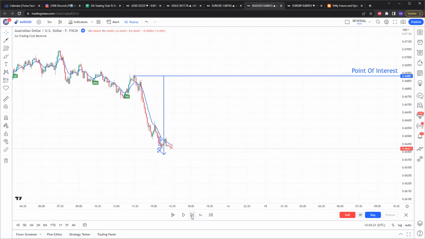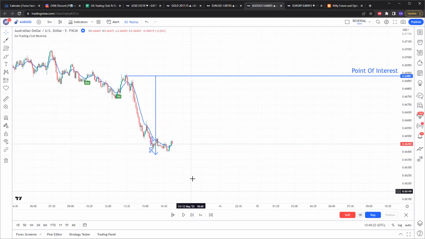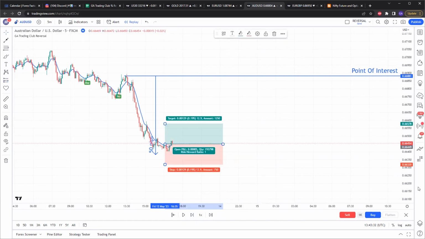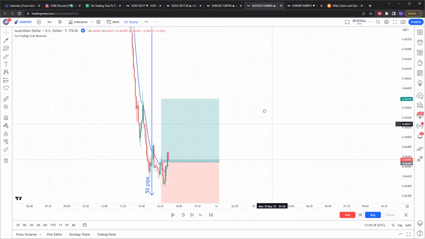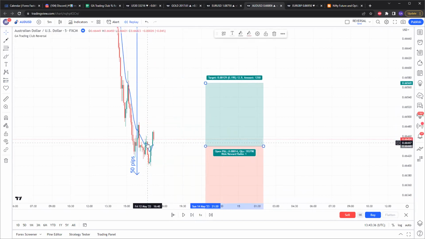Now you keep going, keep going. So for me here, actually, this is where I entered my first buy. The buy that I sent in the group, this is where I entered it. Now I entered this not based off of the indicator. I entered this trade based off of my own manual way of entering the reversal strategy.